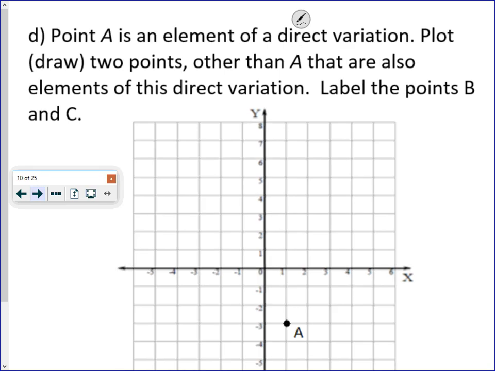So here's another one. Once again, our second point is the origin because it tells us it's direct variation. And then our next point would be there, and just keep the pattern going.